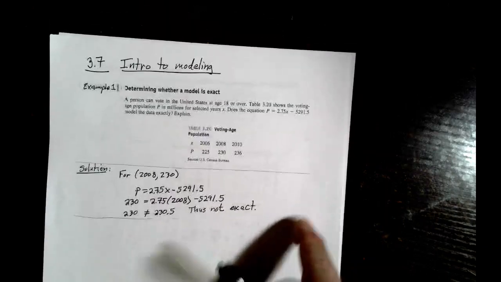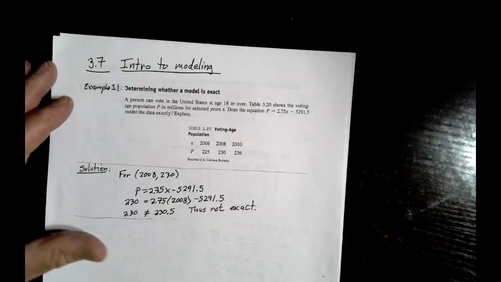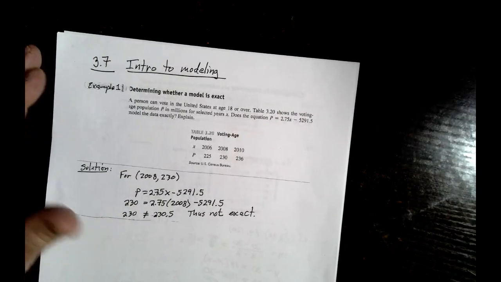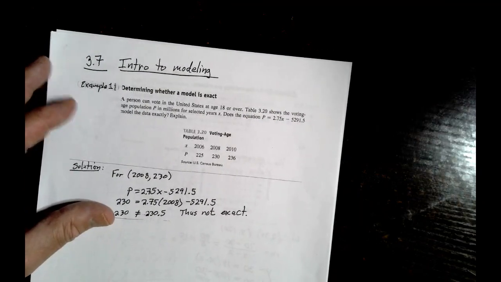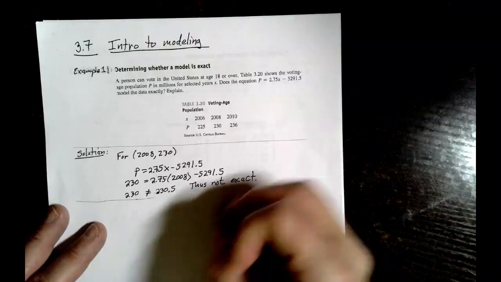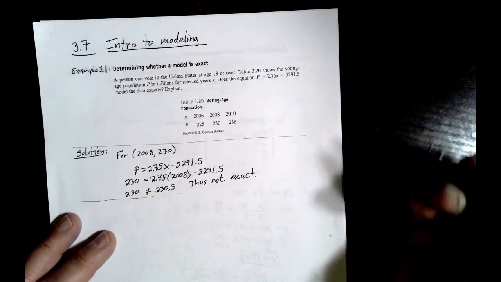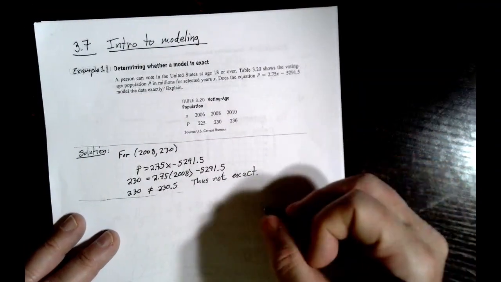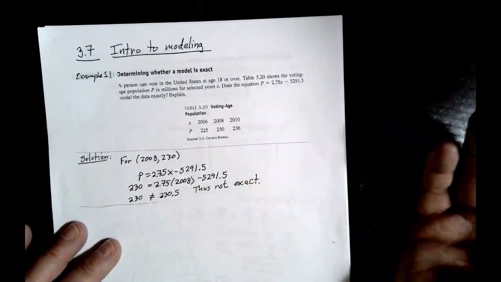Alright, in section 3.7 we talk about introduction to modeling. And what do they mean by that? What they mean is they give you some points and they ask you to come up with what you think to be the equation of a line. And sometimes the points line up exactly and you can find the exact answer. Other times you can't find an exact answer and they sometimes ask you to approximate.